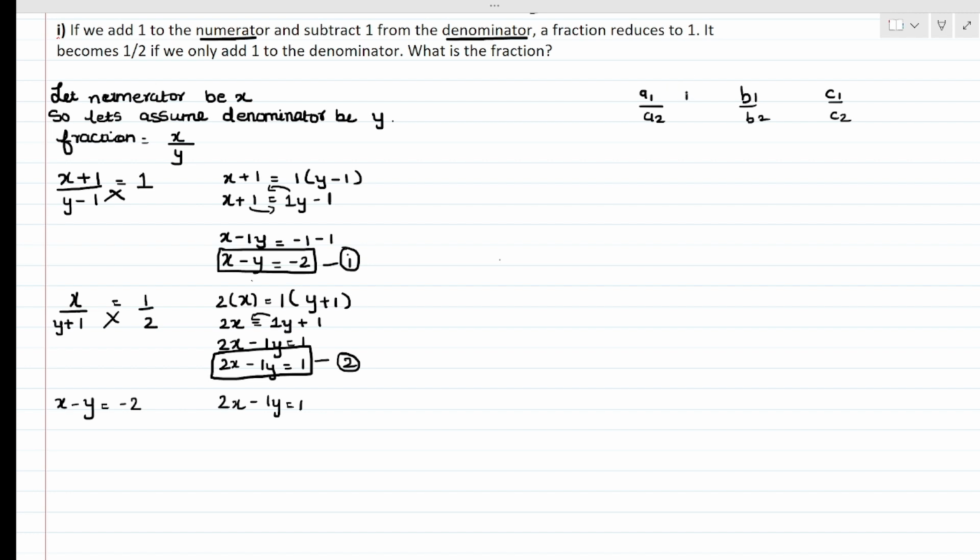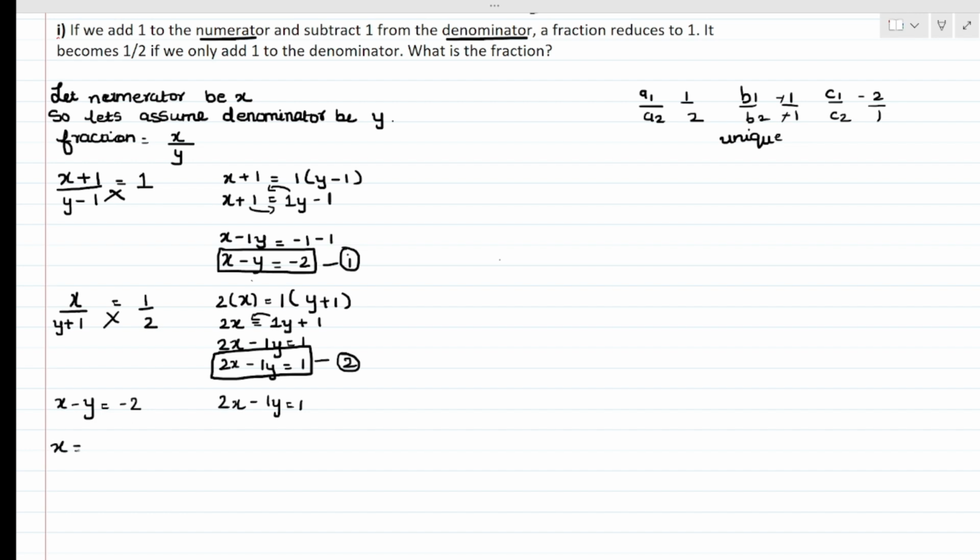For the first case, it will be 1 upon 2. For my second case, it will be minus 1 upon minus 1. And for the third, it will be minus 2 upon 1. As you can clearly see, it's a unique solution. So you can go for it. So for the substitution method, I'm selecting my equation number 1.